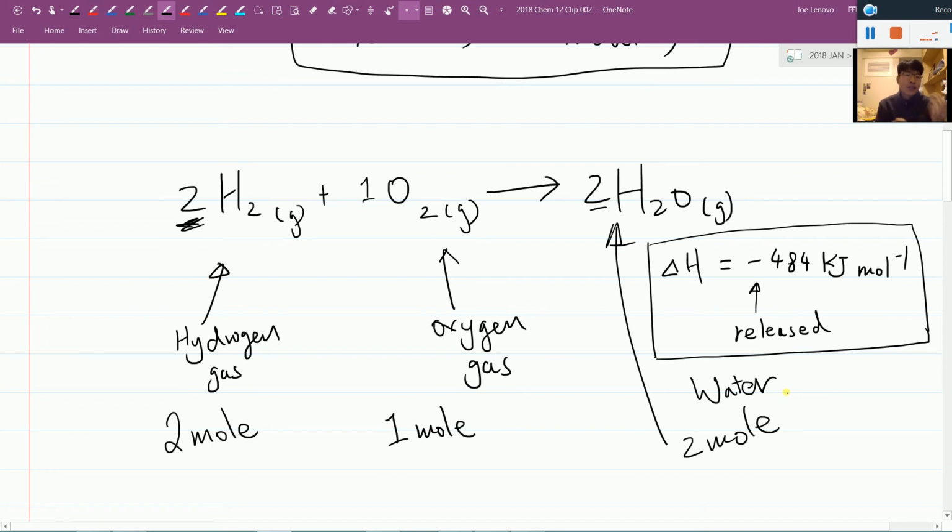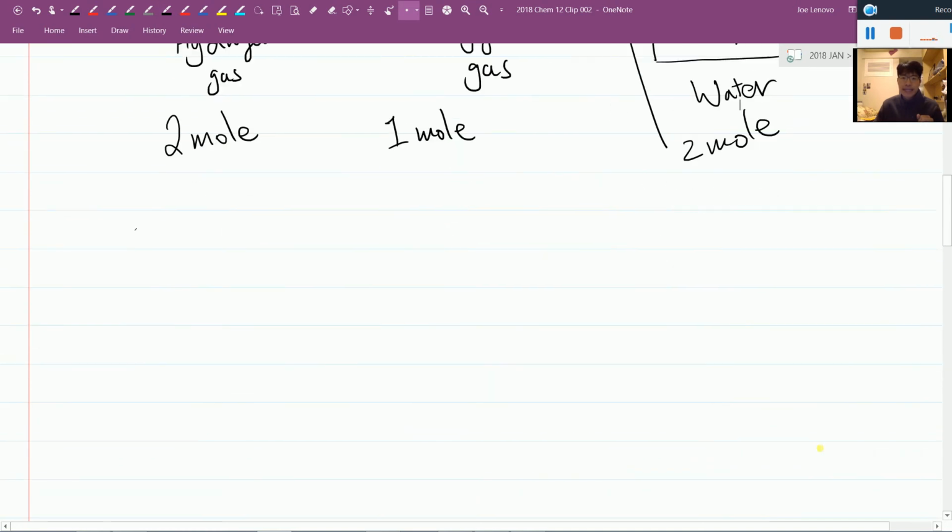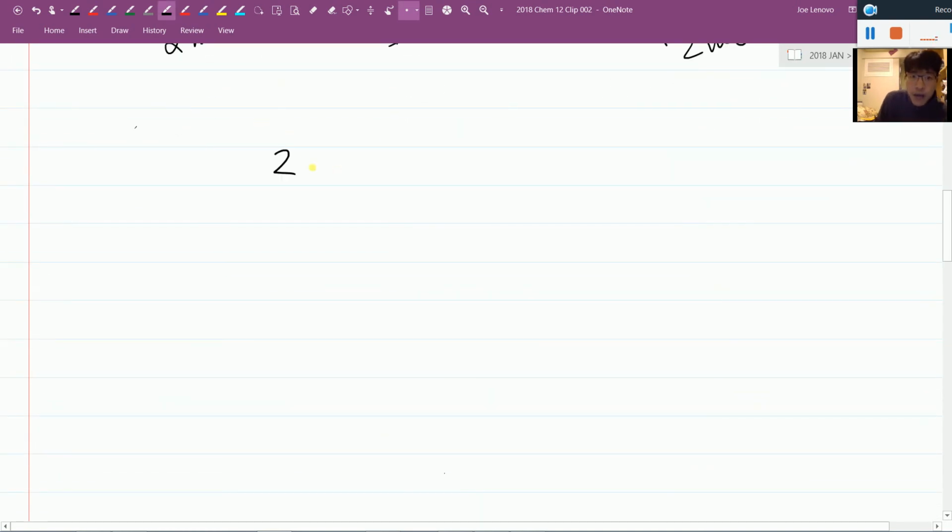So we're not doing math here. 2 plus 1 is not equal to 2. We have to notice that some molecules are smaller and some molecules are bigger when we look at the mole ratios. So delta H is equal to negative 484 kilojoules per mole for this reaction. If you take 2 mole of hydrogen gas and react with 1 mole of oxygen gas, it produces 484.